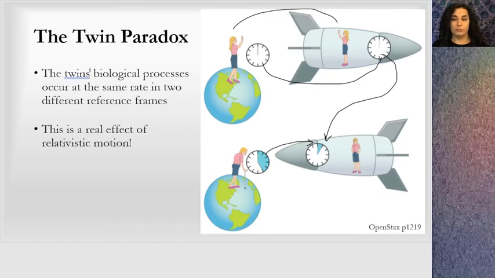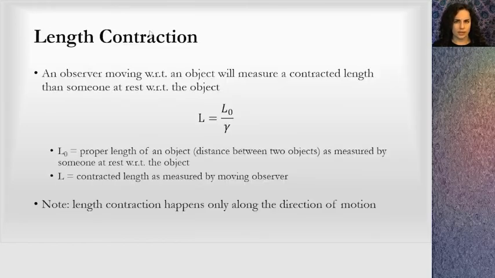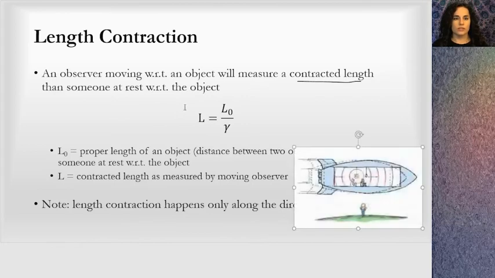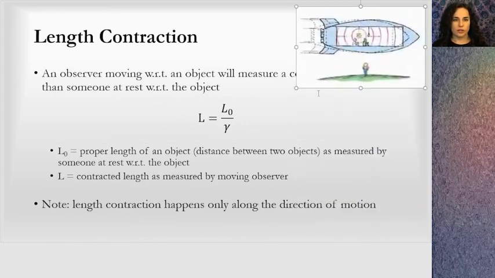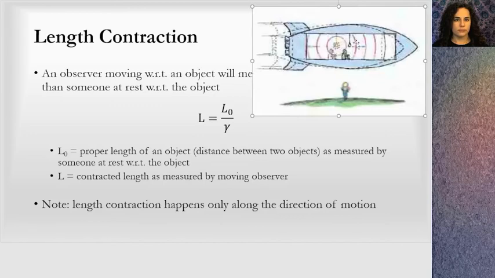Very fascinating implications. Another implication here, and I find this isn't as difficult for students to comprehend and latch onto, is length contraction. An observer moving with respect to an object will measure a contracted length compared to someone at rest with respect to the object. Let's look at a little example here that I had on a prior slide. Here's a person. The person on the ground sees the spaceship moving by. And remember, this is a pretty fast spaceship. Let's say 80% of the speed of light, going by quickly.